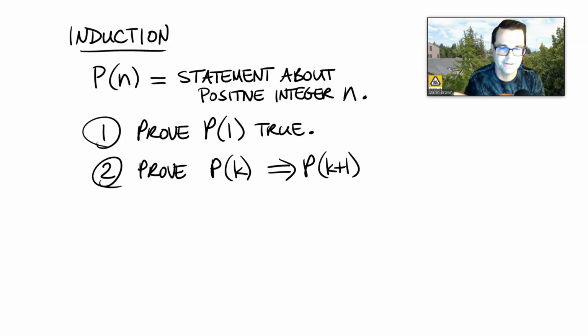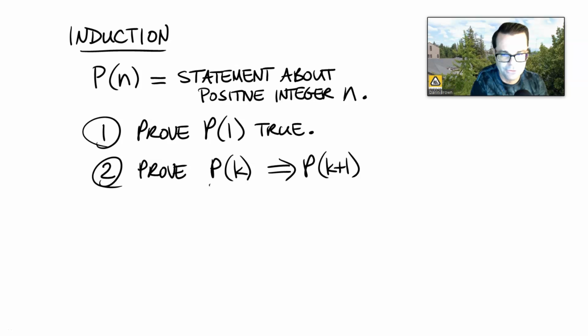The analogy used is dominoes. If you have a list of dominoes going on forever, and you know that you hit the first domino, and you know that every domino is going to hit the next domino in the list, then what can you conclude? You know that the entire row of dominoes is going to fall. So that's the intuition behind induction.